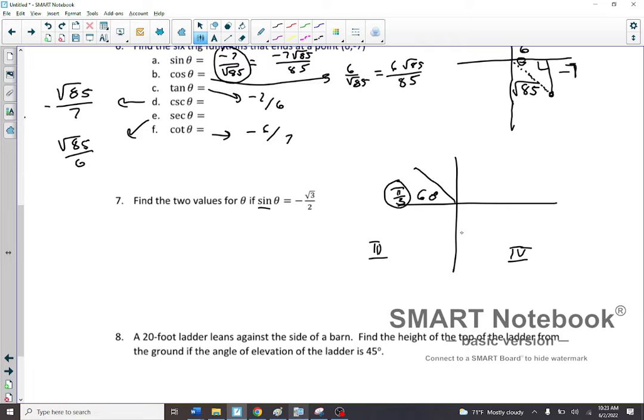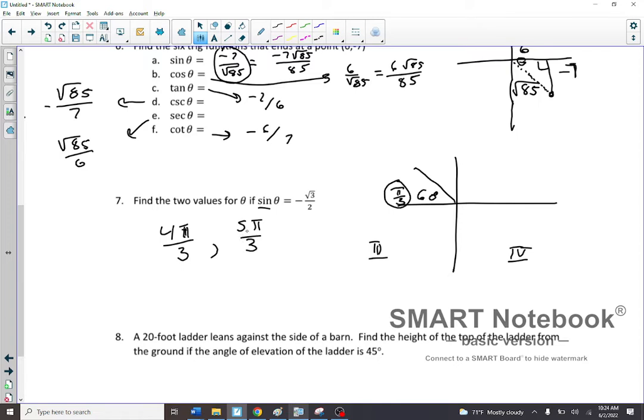Okay? So quadrant 3 and quadrant 4 is over here. So in quadrant 3, it should be 4 pi over 3. And it's going to be 5 pi over 3 in quadrant 4.